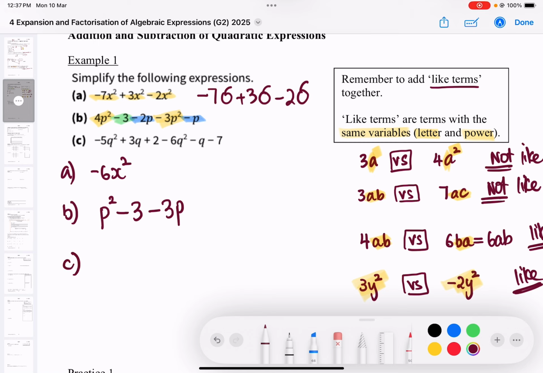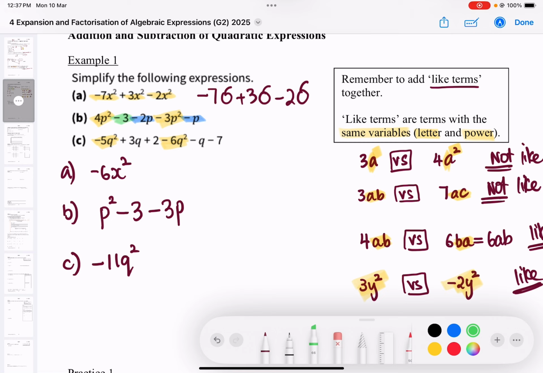Let us look at part C. For part C, let us take a look at the first one, which is negative 5q squared. And then I take a look at whether there's any more q squared term, and there's a negative 6q squared. Always remember to look at the term together with the sign in front, whether it's positive or negative. So now we have negative 5q squared minus 6q squared. So that is negative 11q squared.